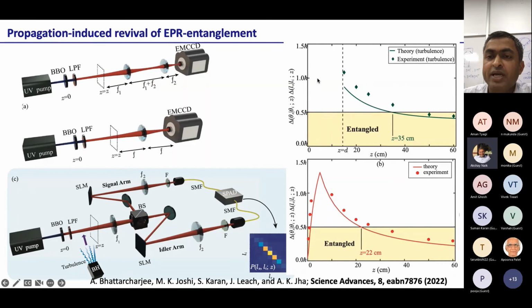Okay, so this particular length scale is decided by the strength of the turbulence. If I have turbulence weaker than what I have here, maybe it will revive earlier. If I have even stronger turbulence, that revival will happen a little later. So the turbulence is definitely destroying the entanglement to some extent, but then through propagation, it is able to revive. How much damage the turbulence does will decide how long it will take to come back.